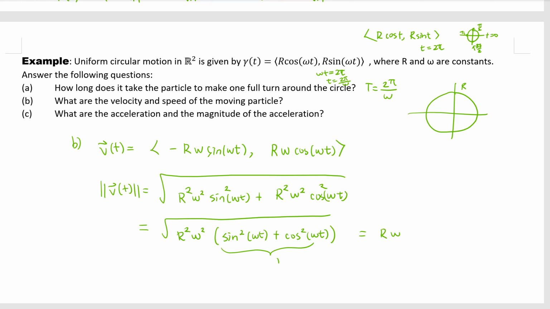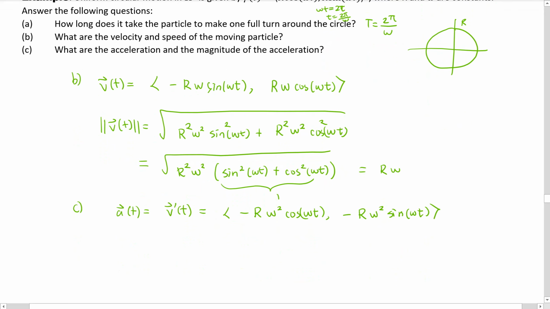Okay, let's continue. See what are the acceleration and the magnitude of the acceleration. So acceleration a of t equals the derivative of the velocity, right? The derivative of sine is cosine, but because of the chain rule, you have an extra copy of omega multiplied by it, so cosine omega t. And then the derivative of cosine is minus sine, but because of the chain rule, we have an extra copy of omega multiplied by it. Sorry, this is sine of omega t.